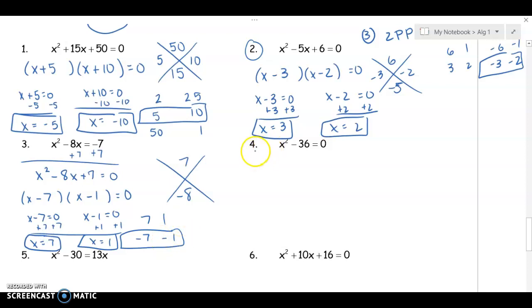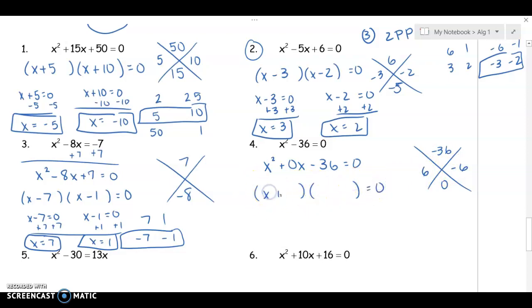Let's see. For number 4, we've got x squared minus 36 equals 0. It's equal to 0. We need it in descending order, and there's no x, so I'm going to put a 0x, just like we did in some of the problems yesterday. And it's going to have a box problem. It's got to multiply to be negative 36 and add to be 0. Those two numbers are going to be 6 and negative 6. So we factor it, and we're going to have x plus 6 and x minus 6.